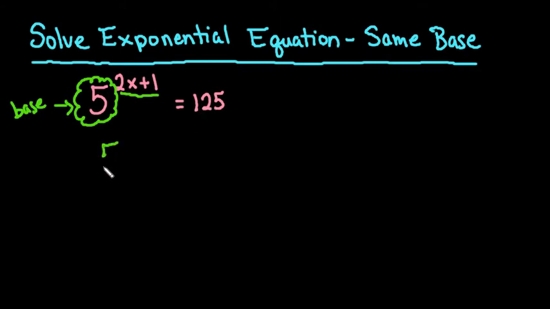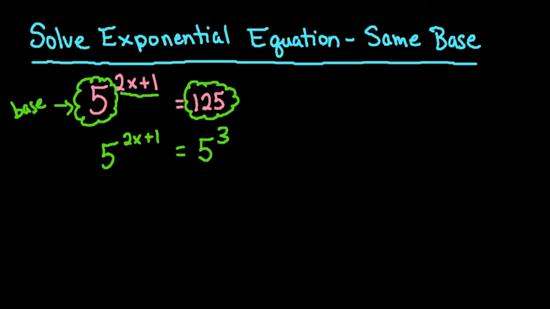So the first step that we want to do is rewrite the 125 so that it has the same base. So I want this to be base 5. Basically what I'm asking myself is, how many times would I multiply 5 by itself to get 125? And the answer to that is 3. 5 times 5 is 25, and 25 times 5 gives me 125.